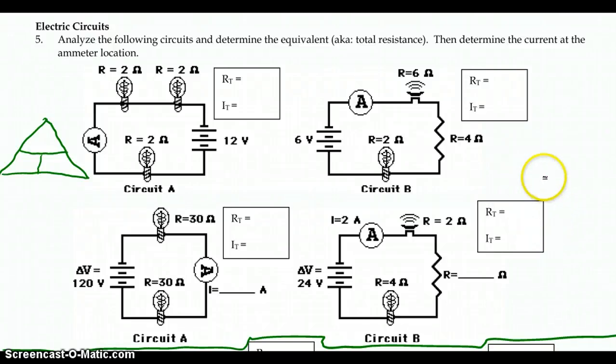Okay, welcome to number 2 in the series of series circuits and how to analyze them. In this case, we're going to apply Ohm's law and the basic idea that the resistance in a series circuit is simply the sum of all the individual resistances to calculate the total resistance and the total current of each of these circuits.